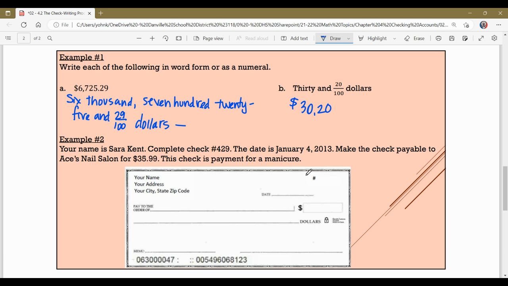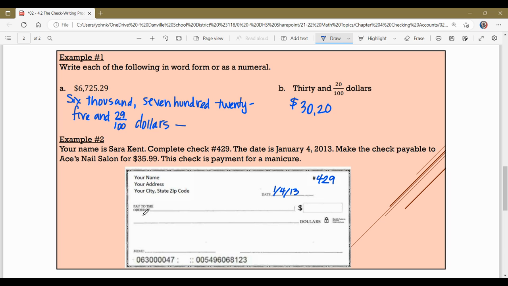To fill out a check, up here in the top right hand corner goes the check number, which in this case is 429. Usually those are already printed on there for you. The date is the next thing. It's January 4th, 2013. You can put 1/4/13. You can actually write it out. It's your choice. Pay to the order of.